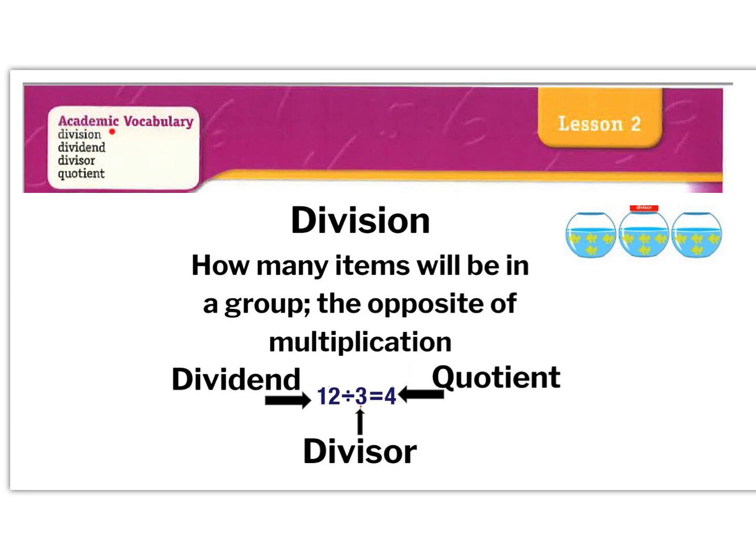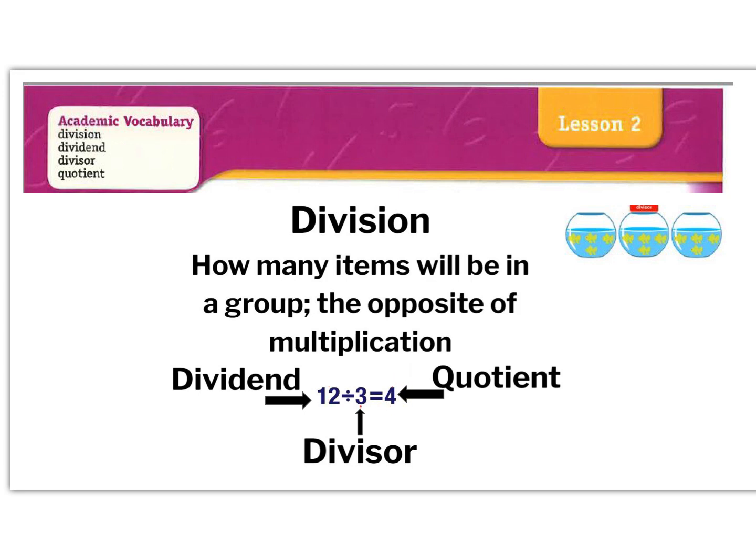We have quite a few words today, but they're all related: division, dividend, divisor, and quotient. When we're talking about division, we're talking about how many items will be in a group. It's the opposite of multiplication. The dividend is the number that is being divided. The divisor is what is dividing the dividend, and the quotient is like the answer to a division problem.